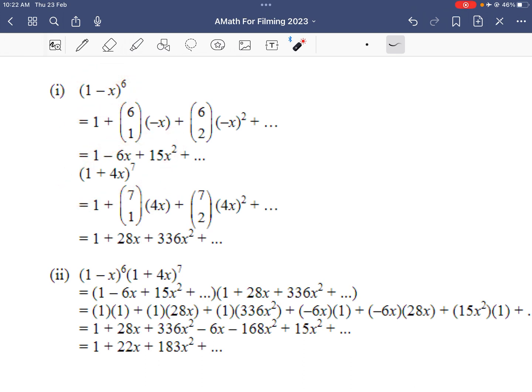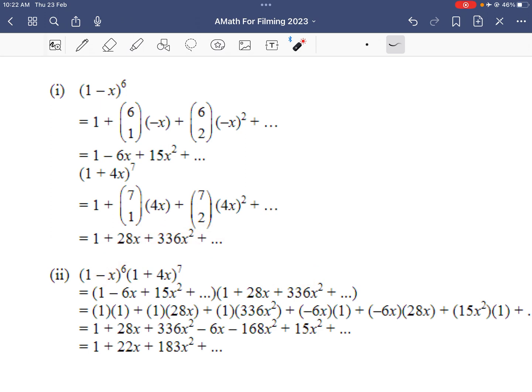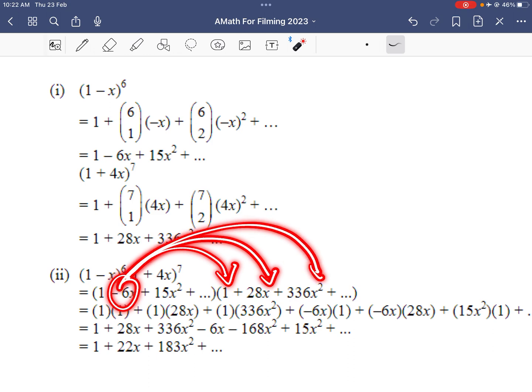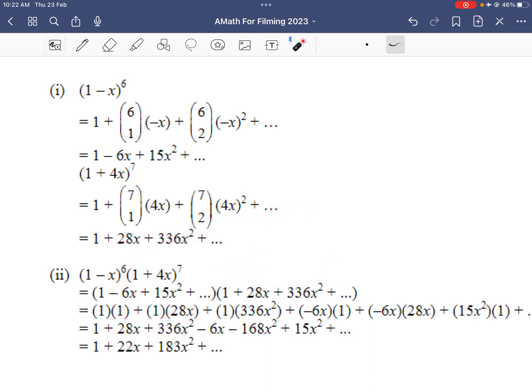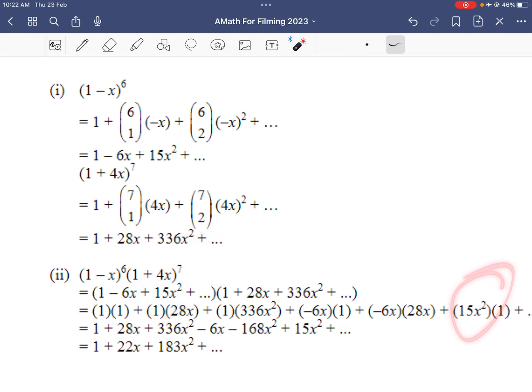Then if I multiply these two expressions together, and I want a term in x squared. So the 1 multiplied to the 1, the 1 multiplied to the 28x, the 1 multiplied to the 336x squared, that's what I require. Negative 6x multiplied to 1, negative 6x multiplied to 28x is still a term in x squared. The third one, they'll give me an x cubed term. I don't want this. Lastly, 15x squared times 1, that's good. 15x squared times this will give me a term in x cubed. I don't want this. So I only go until 15x squared times 1, which is here. Simplifying should give you 1 plus 22x plus 183x squared.